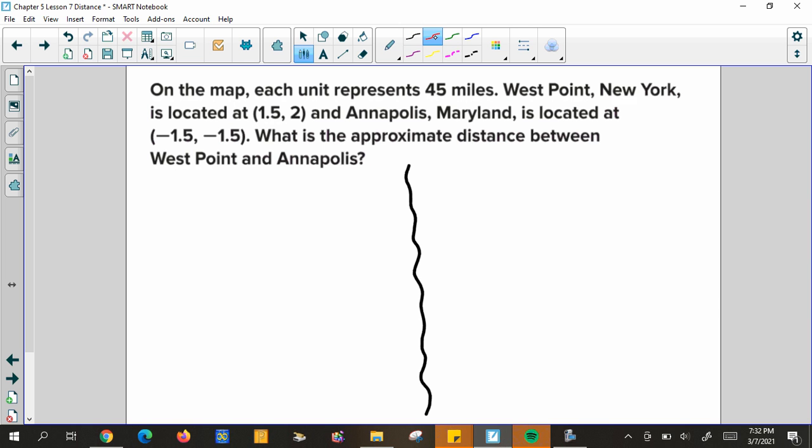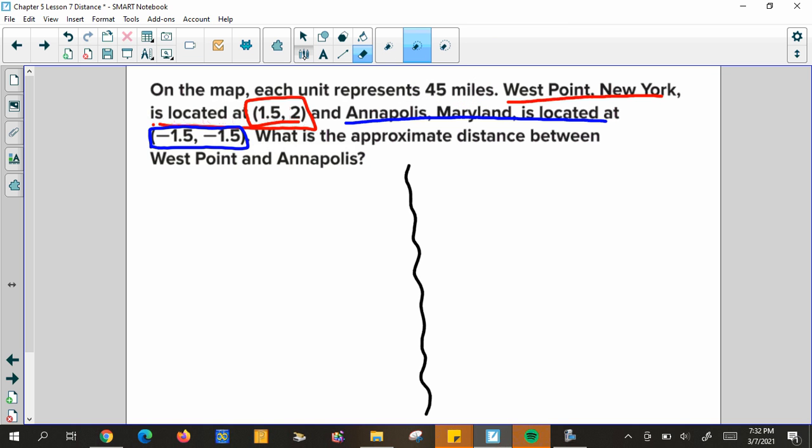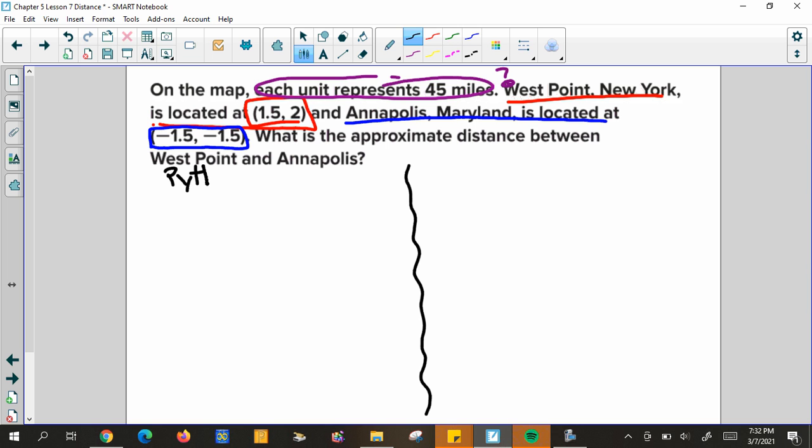So I see West Point, New York, 1.5, 2, Annapolis, Maryland, -1.5, -1.5. But what is this, each unit represents 45 miles? Well, we'll come back to that. For now, let's figure out how many units apart they each are. First up, Pythagorean theorem.